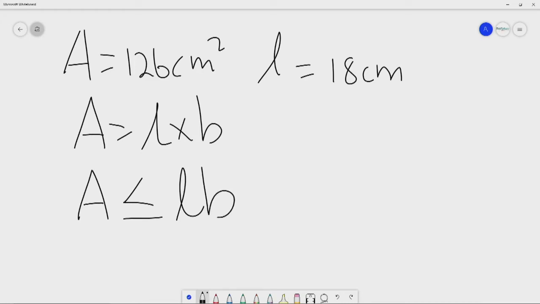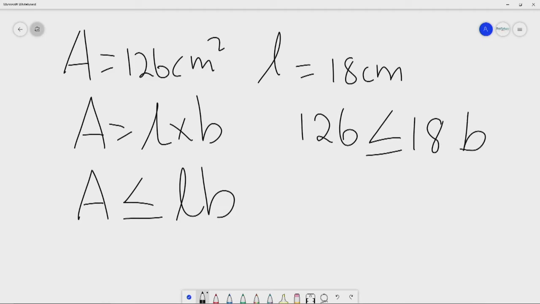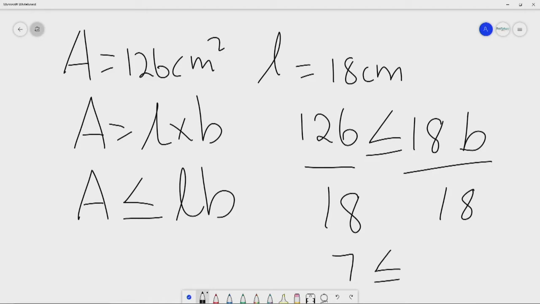Now we can substitute. We know A is 126, and that is less than or equal to L, which is 18, multiplied by B. From here, we can further simplify. So we divide both sides by 18, and you are going to see that 7 is less than or equal to B, which is your breadth, or in this case, the width, the greatest possible value of the width.